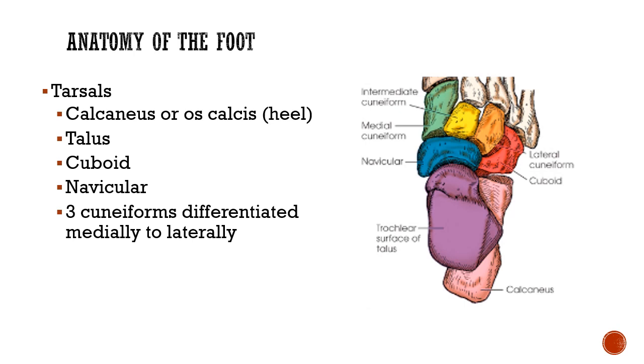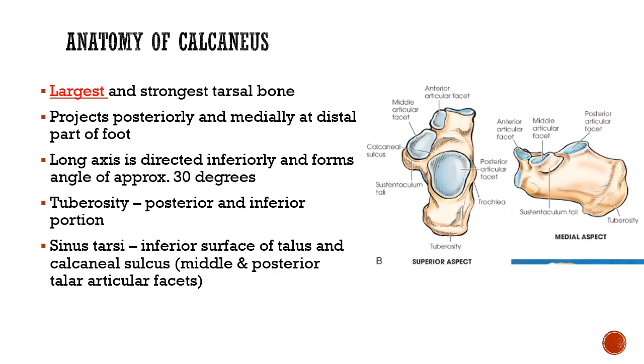There are 7 tarsals. The first one is the calcaneus, or the os calcis, called the heel. We'll talk about the talus being the most superior of the tarsals. The cuboid is anterior to the calcaneus, but lateral compared to the remainder of the tarsals. The navicular is like an upside down canoe, and it's anterior to the talus. And there are 3 cuneiforms: the medial, the intermediate, and the lateral cuneiforms.